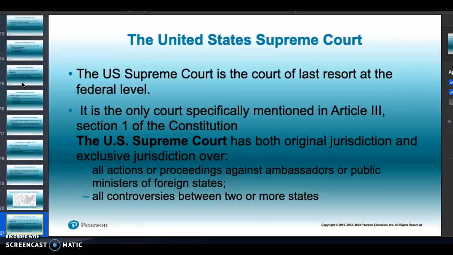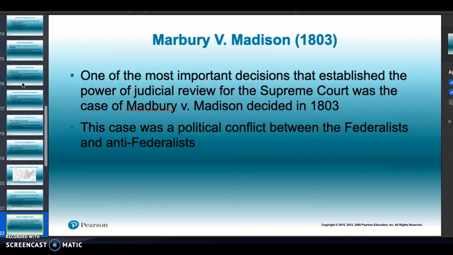The U.S. Supreme Court is the last court in that step of the federal level. Article 3, Section 1 of the Constitution states that the Supreme Court has original and exclusive jurisdiction over all actions against ambassadors or public ministers of foreign states and all controversies between two or more states.